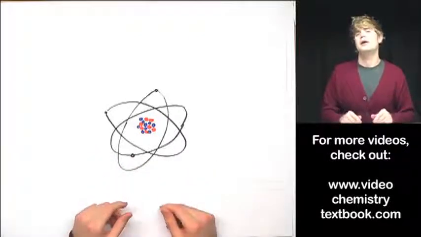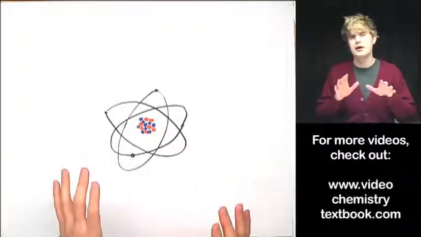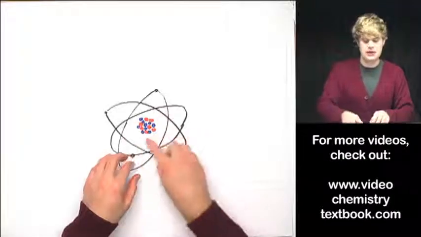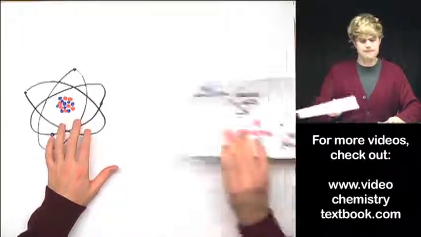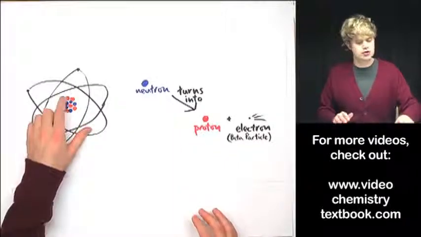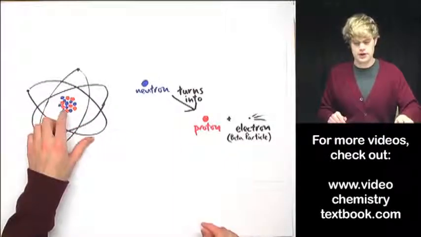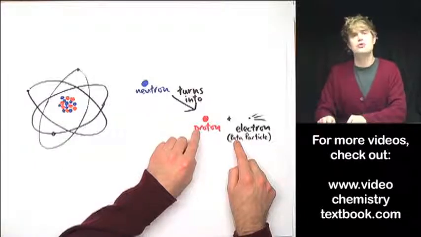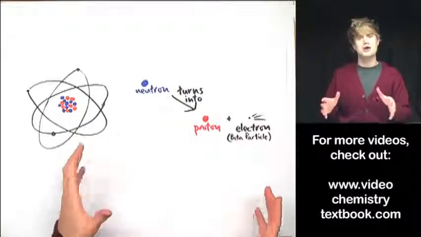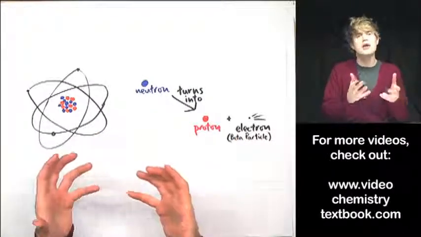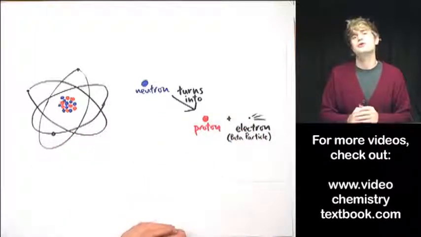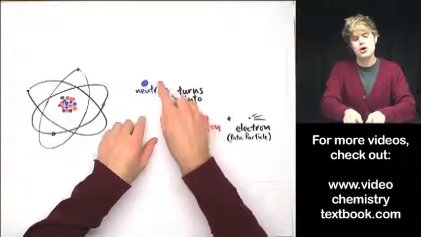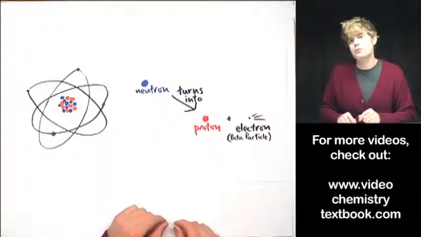Let's talk about beta decay. Beta decay, like other forms of radioactive decay, happens in the nucleus of an atom. During beta decay, one of the neutrons hanging out in the nucleus turns into a proton. Yeah, believe it or not, that's actually possible. Neutrons and protons can turn into each other under certain circumstances. And so in beta decay, you have a neutron and it turns into a proton.